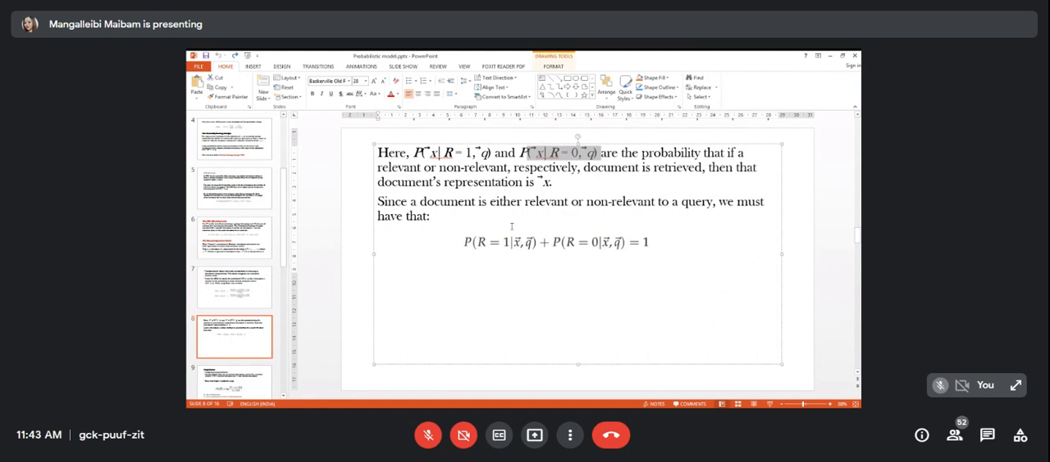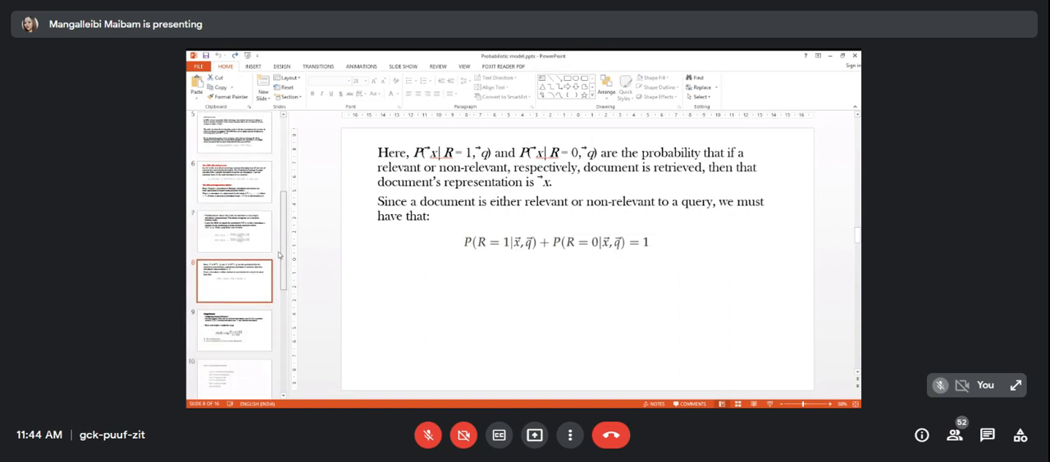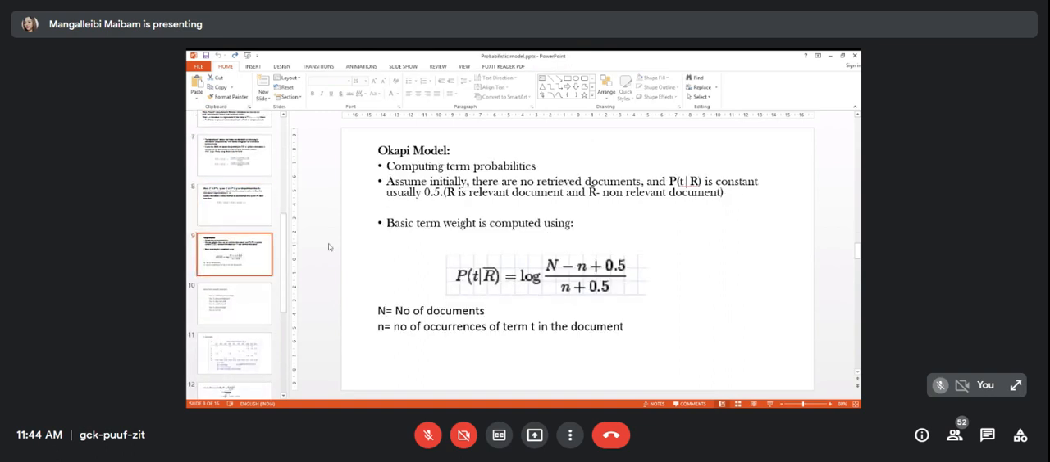Since we have only two conditions, either relevant or non-relevant, if you add these two probabilities, you will get 1. Since a document is either relevant or non-relevant to a query, the sum of the two probabilities must be equal to 1. This is another condition.